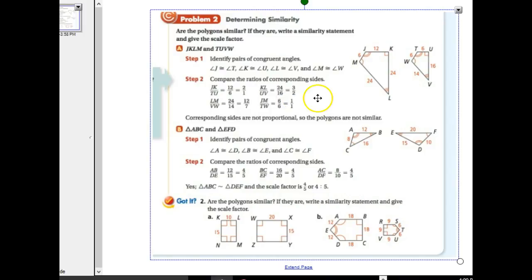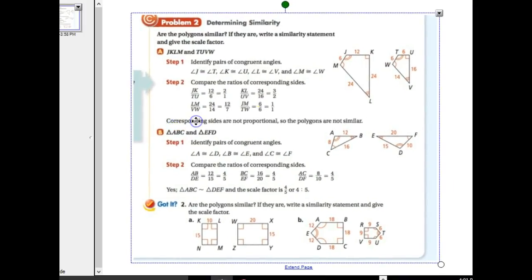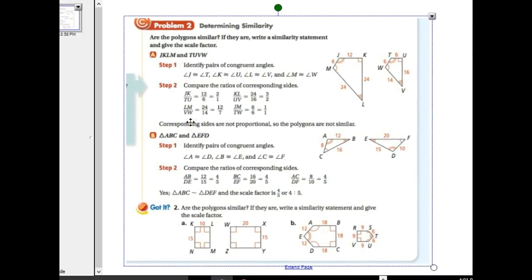Now, if we look at all these numbers, you have 2, you have 3/2, you have 12/7, and you have 1. Since the corresponding sides here are not proportional, the polygons are not similar, okay? They would have to be all the same proportion, or the same number, when it comes to comparing the sides. Now, let's look at example B.